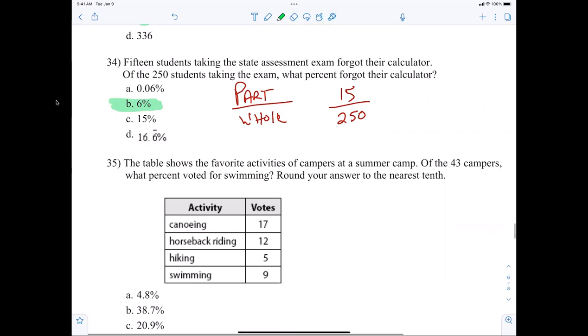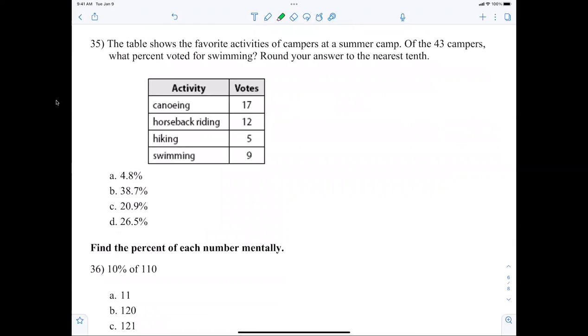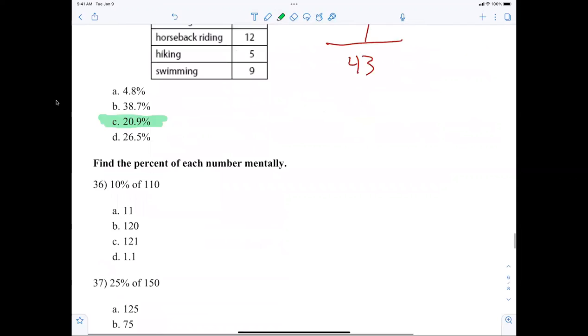All right, here we go, 35. The table shows the favorite activities of the 43. So 43 is the what? Total. The total, thank you. What percent voted for swimming? 9, right? So come on, guys, that's not that hard. 9 divided by 43. Tell me what 9 divided by 43 is. Somebody said 20.9. Do we all agree with that? Everybody happy? All right, let's move on.